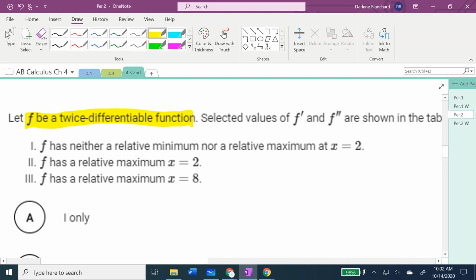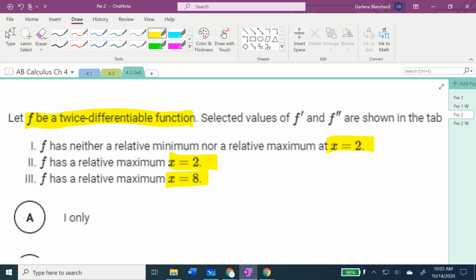That means that you can trust that the table is giving you information of a graph which is itself continuous, it is differentiable, its derivative is continuous, its second derivative is continuous. You've got continuity all across the board. Now, they're asking you about x equals 2 and x equals 8. And they're asking about relative minimum, relative maximum.